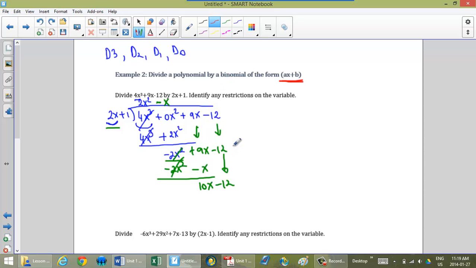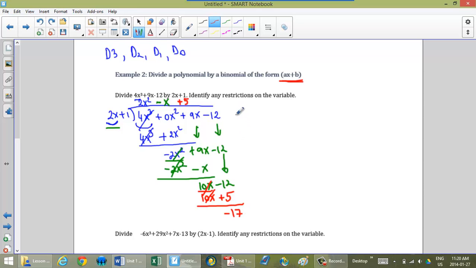Last step, comparing the leading term in the leftover polynomial with the leading term in the divisor. 2x goes into 10x 5 times, so plus 5. 5 times 2x equals 10x, and 5 times positive 1 equals 5. The 10x's cancel each other out, and negative 12 minus 5 equals negative 17.